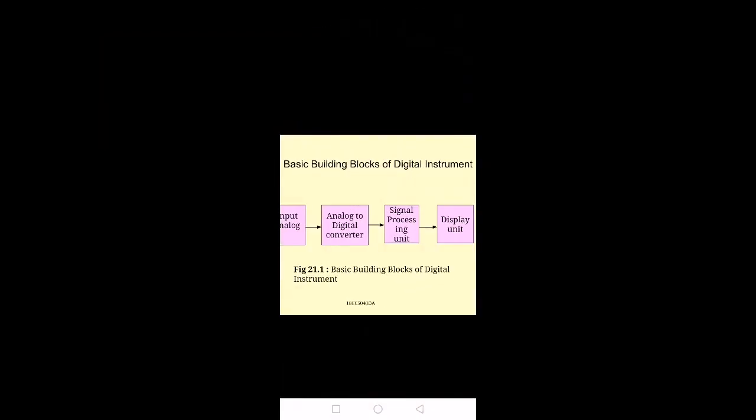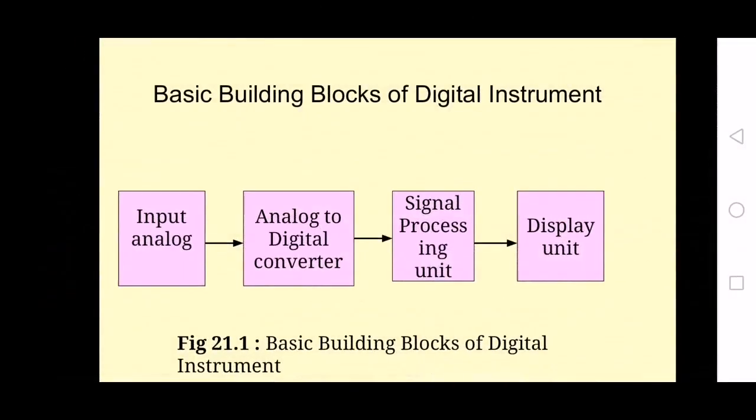So we will discuss again the advantages before going to the basic building blocks of digital instruments. Due to the digital display, the human reading errors, interpolation errors and parallax errors are reduced, and they have high accuracy, and the resolution is very high. They have high input range with automatic range selection and overload indication. This is also one of the most important advantages of digital instruments.